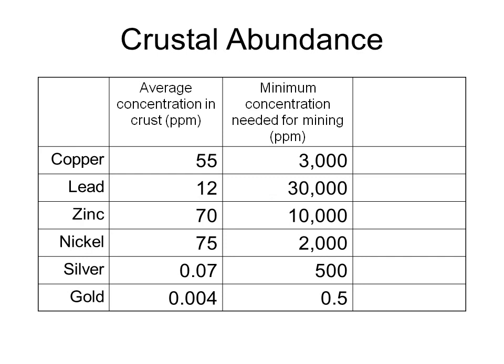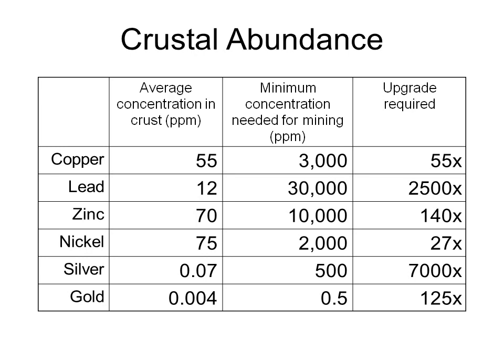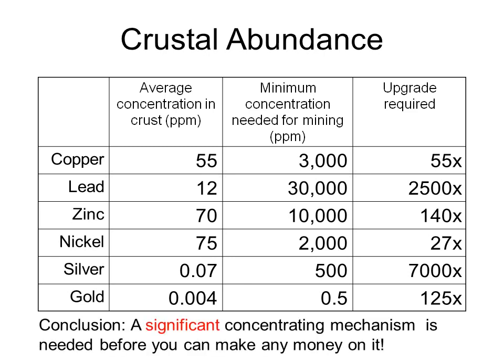So how much upgrading from crustal average does nature have to do in order to produce a material that we might want to be able to economically mine? Well, looking at the right hand column, anything from 27 times in the case of nickel to 7,000 times in the case of silver. The conclusion is that nature must provide a significant concentrating mechanism before we can make any money on it. It's interesting to note that rare metals, such as gold, don't necessarily require more upgrading than more commonplace metals, such as lead, in order to reach economic levels.